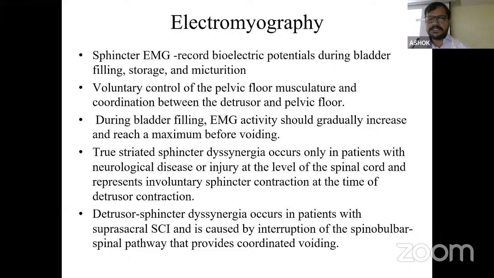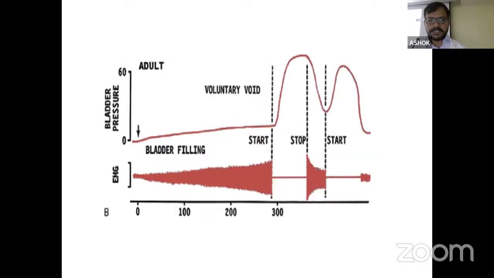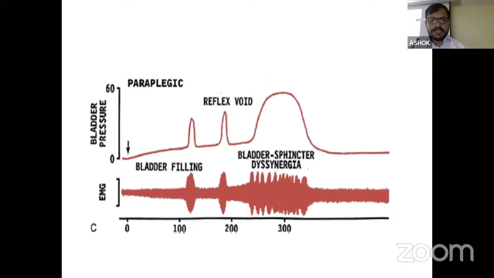Detrusor sphincter dyssynergia occurs only in patients with neurological disease or injury at the level of the spinal cord and represents involuntary sphincter contraction at the time of detrusor contraction. Detrusor sphincter dyssynergia occurs in patients with supraspinal injury and is caused by interruption of the spinobulbar spinal pathway that provides coordinated voiding. EMG activity in infants and adults showing start and stop in a patient with sphincter dyssynergia.